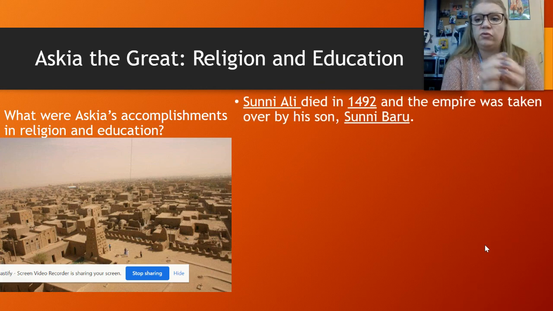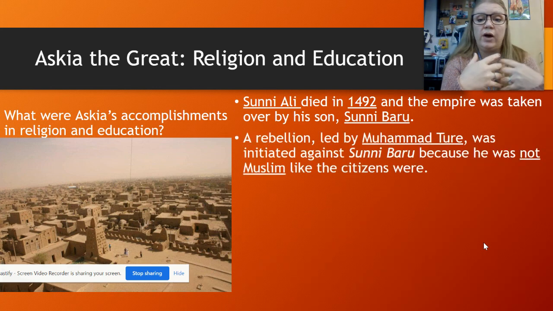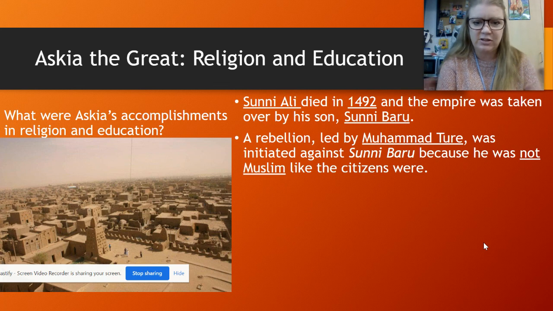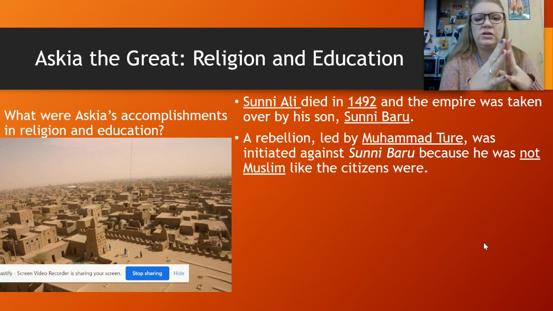So when Sunni Ali died in 1492, the empire was taken over by his son Sunni Baru. Unfortunately, Sunni Baru, as we've seen many times in history, the son does not always live up to the father, and he was not a very good ruler. One of the problems is he decided to distance himself from the Muslim religion, and since he was not a ruler who was of the same religion as his people, they rebelled against him. They really wanted a ruler who was also a Muslim.